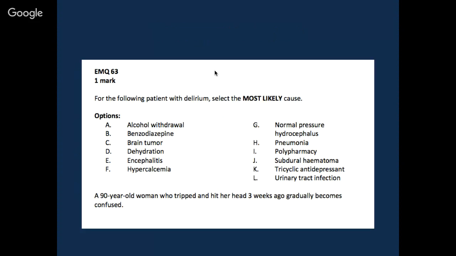All right, next question. A 90-year-old woman who tripped and hit her head 3 weeks ago gradually becomes confused. What's the answer here? I hear Jay over there. Does anyone disagree with Jay? Anyone agree with Jay? All right, the answer is definitely Jay.